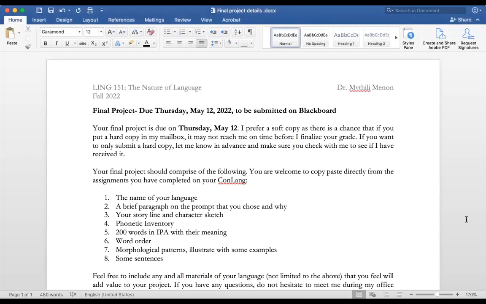So this is the rubric of your final project. It's due on Thursday, May 12th, in finals week, because you're going to take your finals the last week of classes. I like to do that so that you get that one week to work on your final project and refine it.